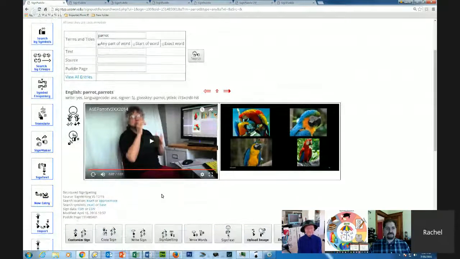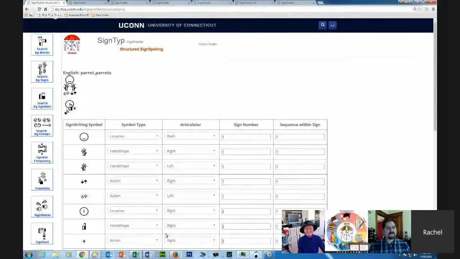Now, one of the questions is, because the computer is looking at the sign writing, the computer is not going to know which of these two locations is the first one. Any person looking would say, well, of course, this one on the chin is going to be first, and this one on the nose is second. It's written that way. It's obvious, but it's not obvious to a computer. And it's also not obvious to a computer which hand is doing what. So for that, we use the sign spelling.